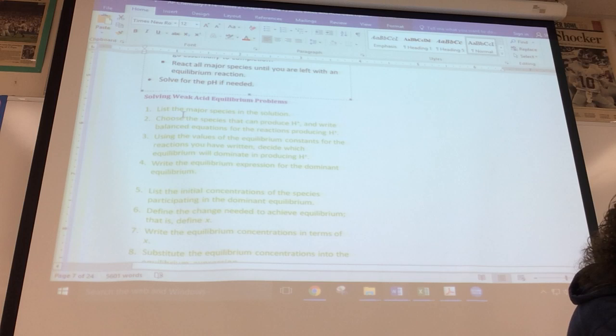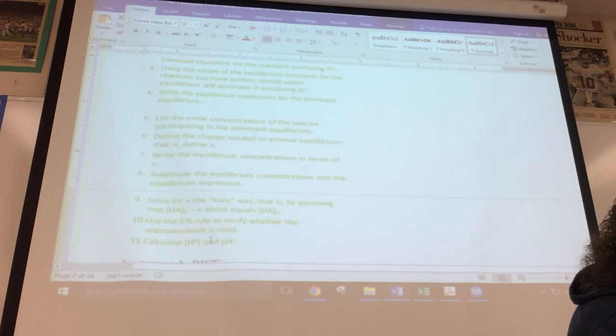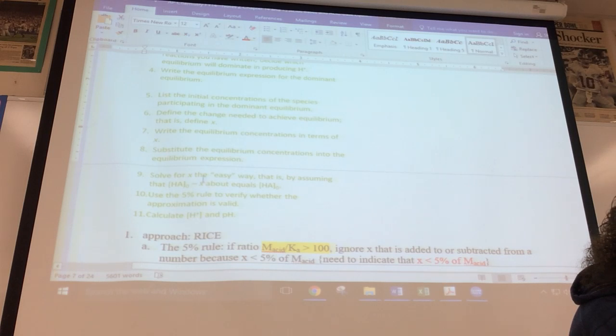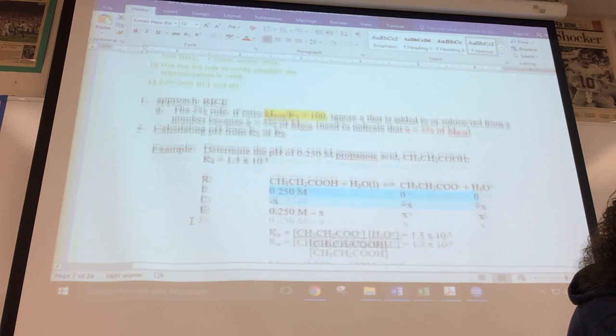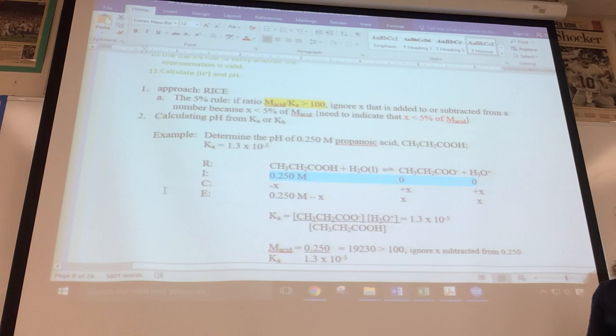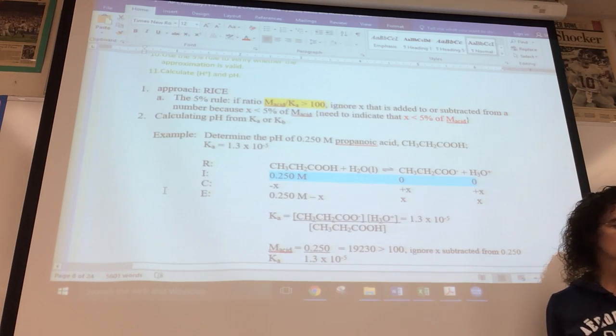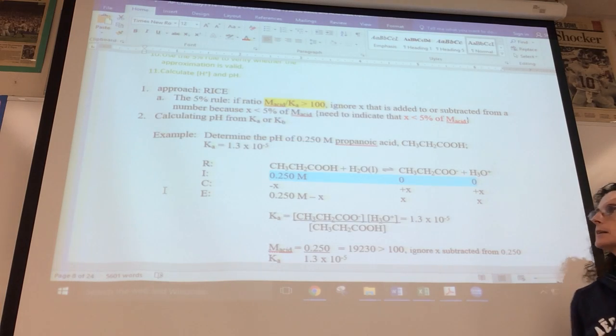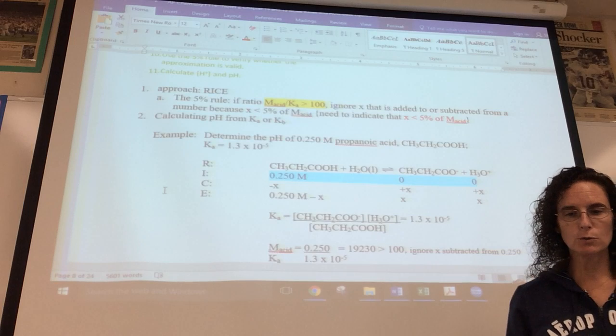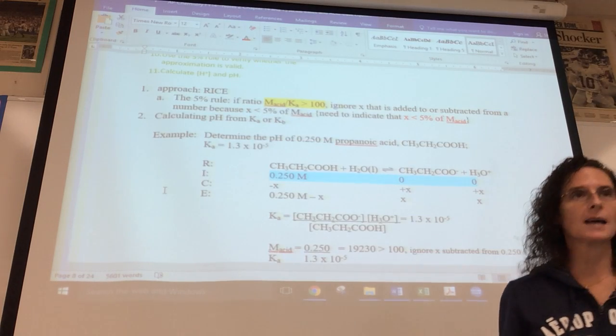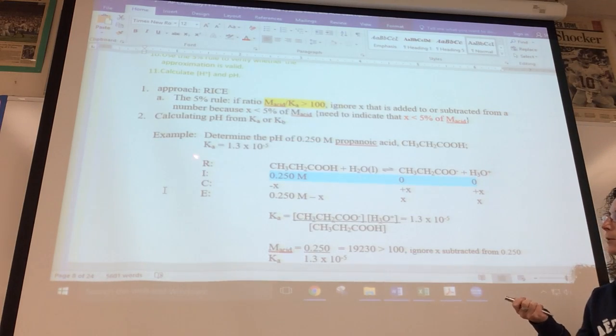The steps involved are indicated here. Rather than read through these and confuse you, we're going to walk through these and we can refer back to them as we go. The first example is done for you. It's going to look very overwhelming, and then we'll walk through one and you'll see it's really pretty easy. Our approach is RICE, exactly what we looked at in the previous chapter: reaction, initial, change, equilibrium.